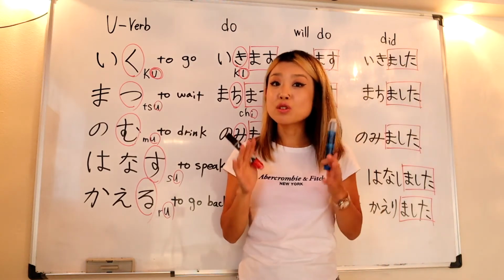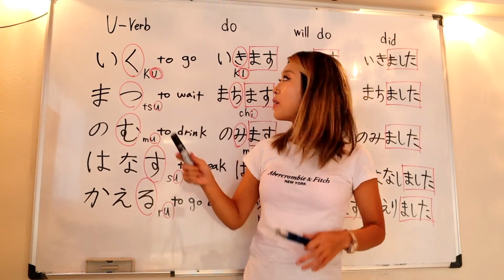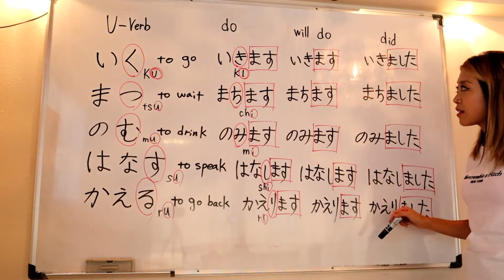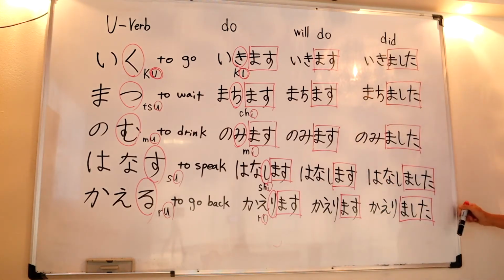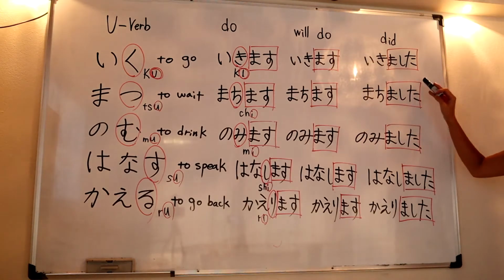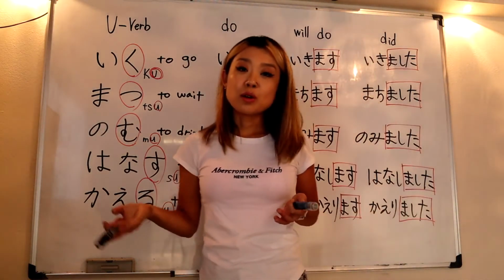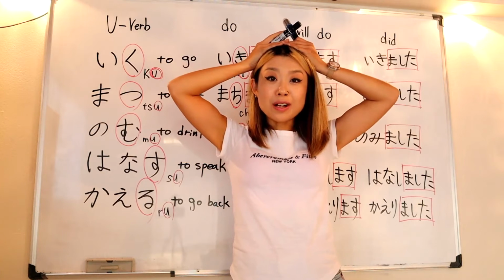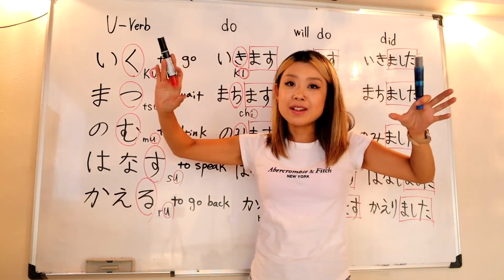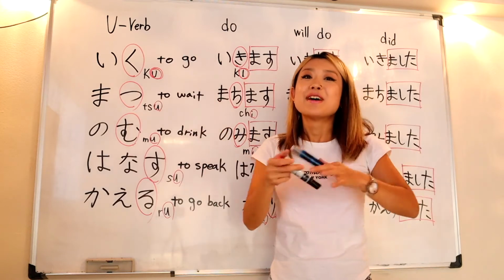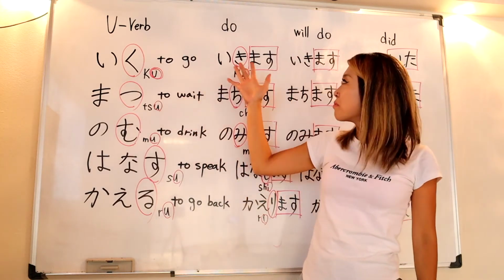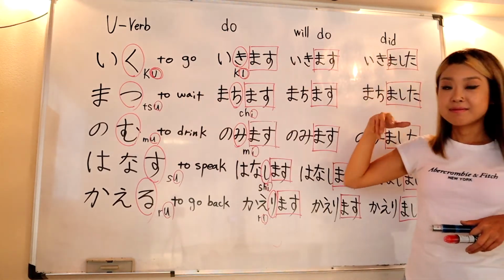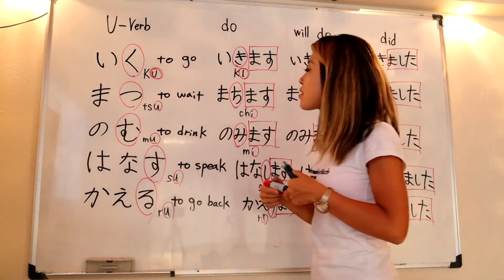And after that is super easy. Actually, it's the same as the ru verb. If you want to say do or will do, it's masu. And then did is mashita. So this masu and mashita is forever. It's everything the same. All the verbs are the same. That's why, you know, English or other European languages totally change, right? Even the ending is different. But Japanese is the same. Masu, forever masu. And then we have mashita. It's very simple. So let's go.